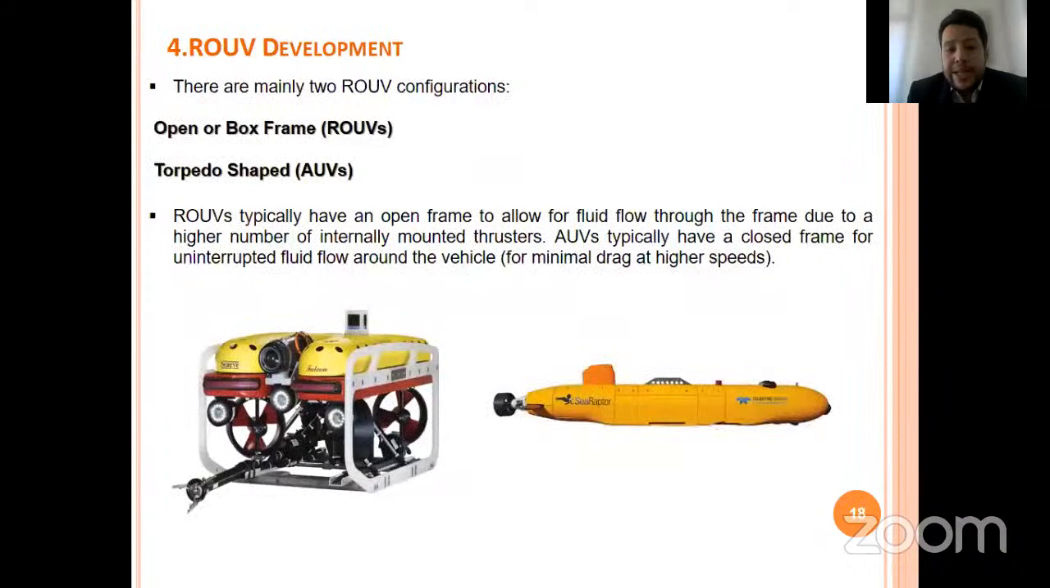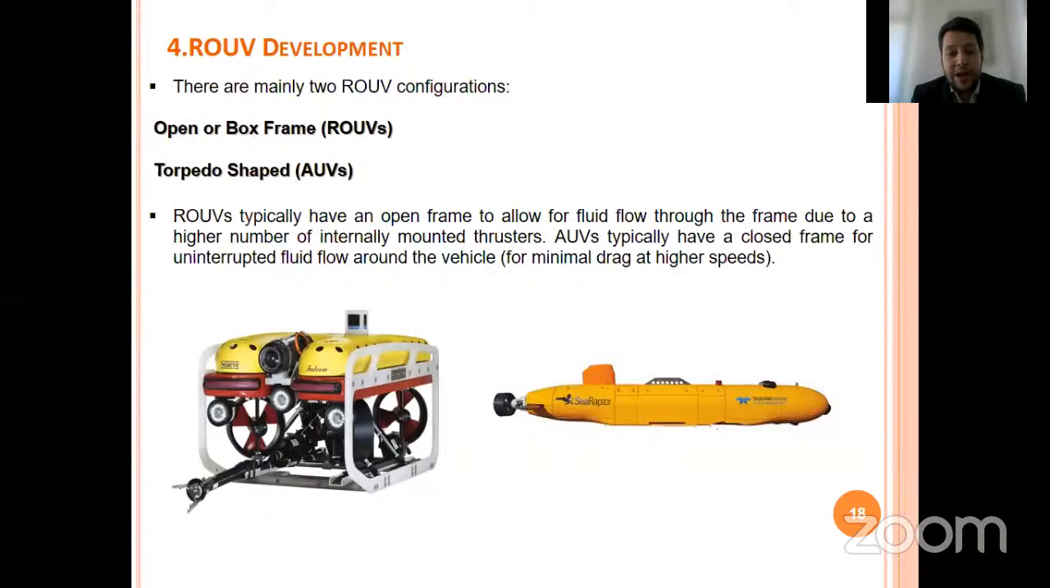So there are mainly two ROV configurations: open or box frame ROVs and torpedo shape. So the open or box frame, as you can see in the picture on your left. We have a lot of equipment that can be seen there: lights, thrusters, the buoyancy frame, and also a lot of equipment like the camera and battery enclosure.